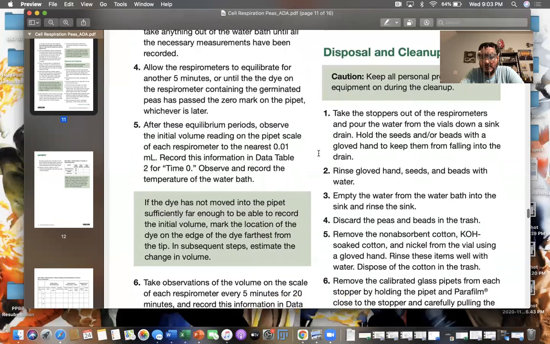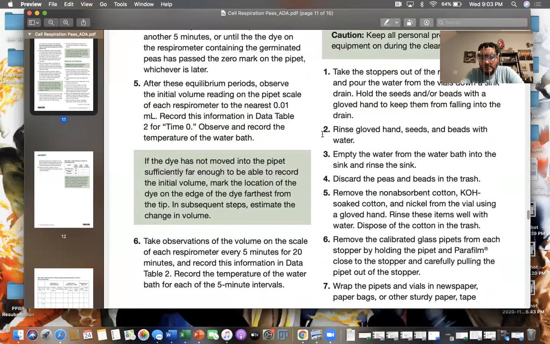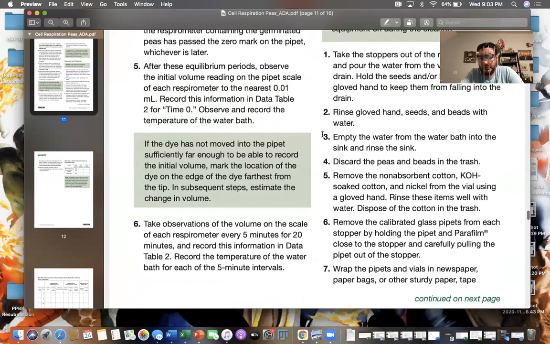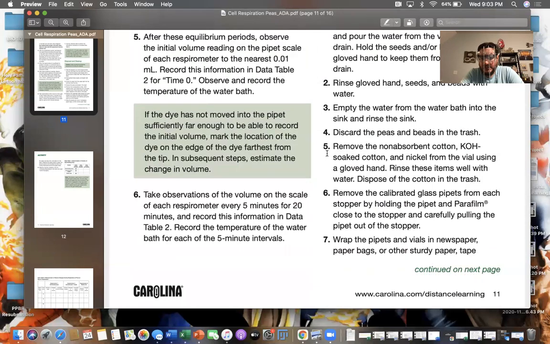So keep all of your PPE, take the stoppers out of the respirometer, pour the water from the vials down the sink and drain, right? Make sure that any seeds or beads aren't going into your drain, obviously. Rinse the seeds and beads with water. Discard everything else in the trash. Pretty much everything can go in the trash. Just be very careful with the potassium hydroxide.